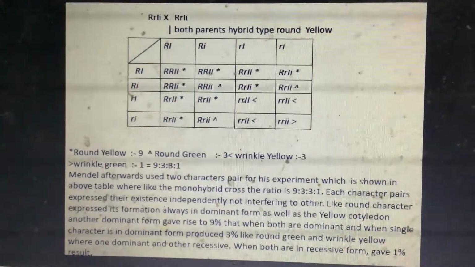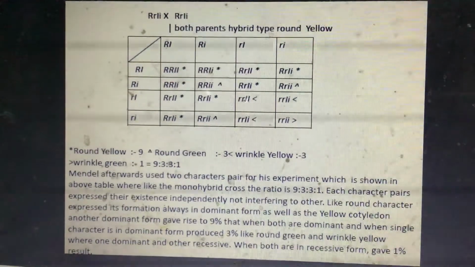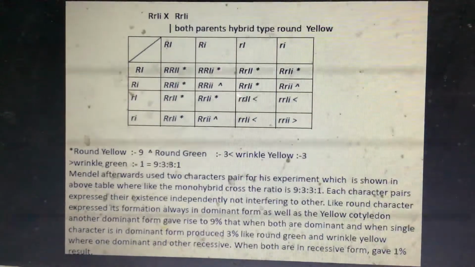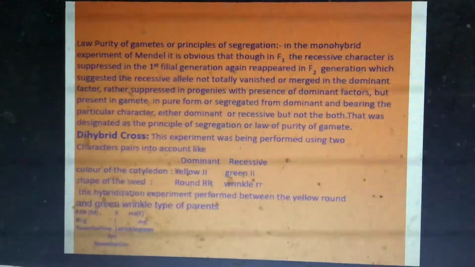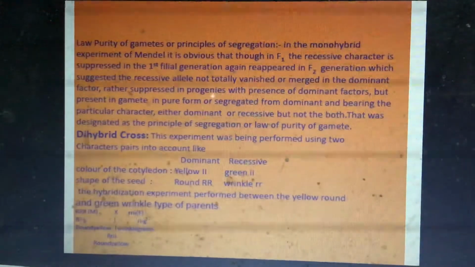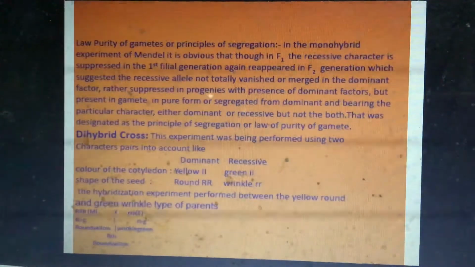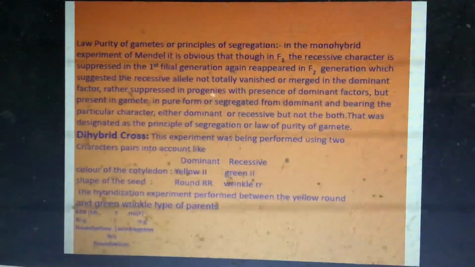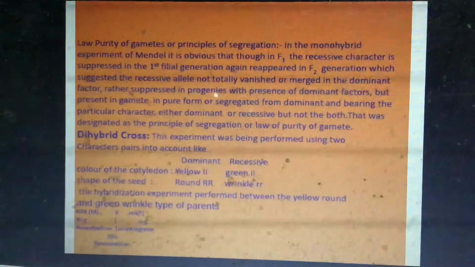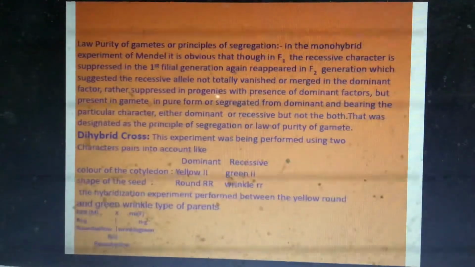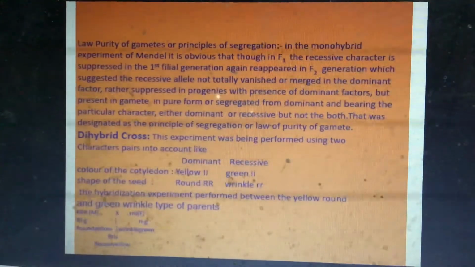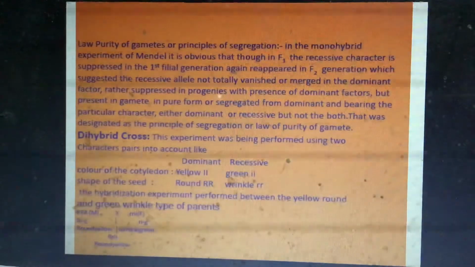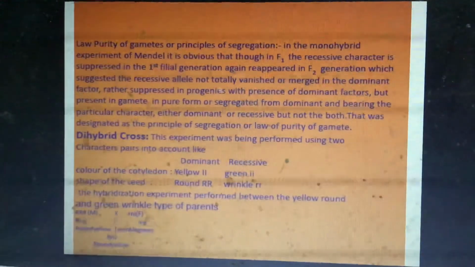So the next is the dihybrid cross. A dihybrid cross is when two characters are taken into consideration by Mendel for the experiment. He took two characters: the shape of the seed and the color of the cotyledon. The shape of the seed is round or wrinkled, and the color of the cotyledon is yellow or green. Round and yellow are the two dominant forms, whereas green and wrinkled are the two recessive forms. The round yellow and wrinkled green are crossed with each other to produce round yellow hybrids, which are in the heterozygous form.